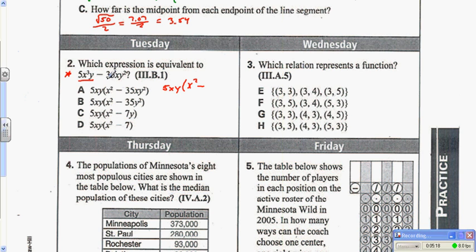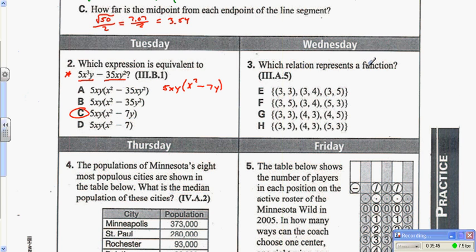Minus, now 5xy times what gives you this one? Well, 7 times 5 is 35. X times a 1 is x, we already have that. And y times y gives you y squared. So this matches best with C.